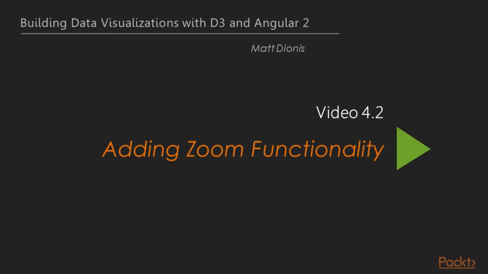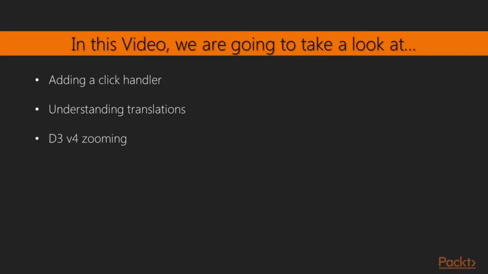We now have a choropleth map with an informative legend. In this video, we will use D3 to add zooming functionality to our map. First, we will add a click handler to our code, which will cause our map to zoom in and out appropriately. Next, we will learn more about translations, which we use to perform zooming. Finally, we will briefly take a look at the D3 Zoom module and its many options.